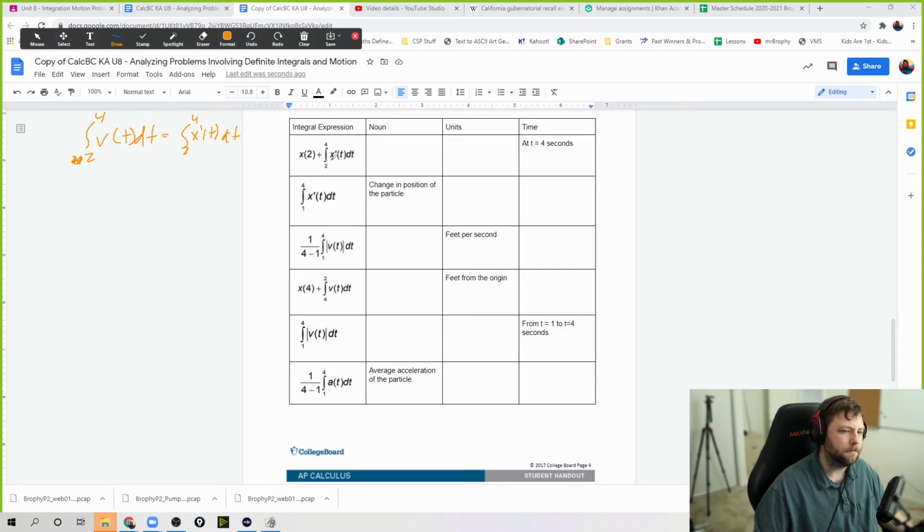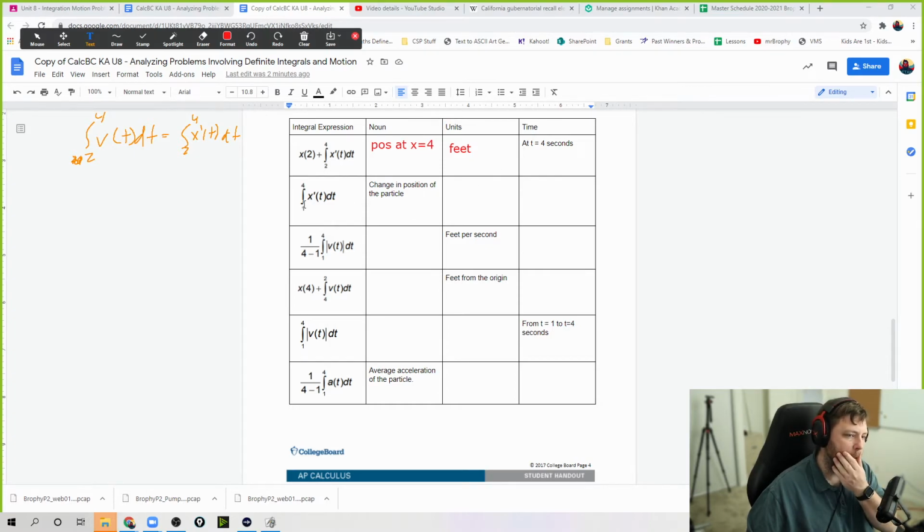So what is this going to be? This is our initial position plus the change of position. So what this is going to give me is my position at x equals 4, not 2. That would give me my position right there, because it's your initial position plus how much you moved from 2 to 4. Now, if it's dealing with position, my units are going to be in feet, and at 4 seconds. Cool.